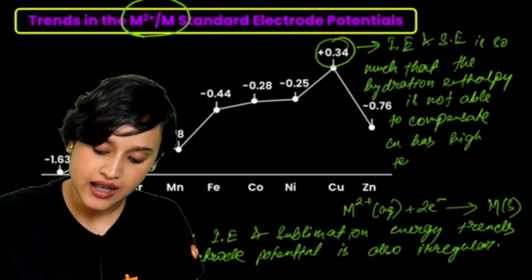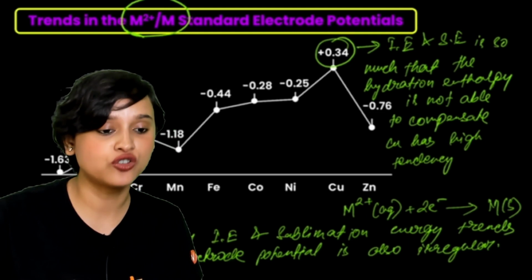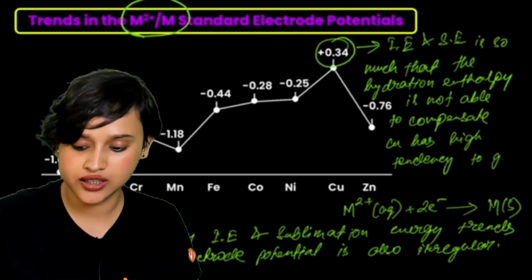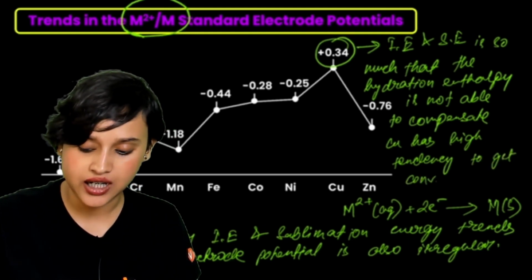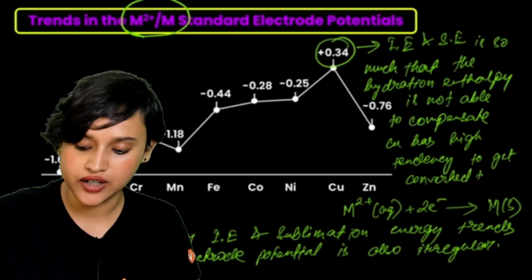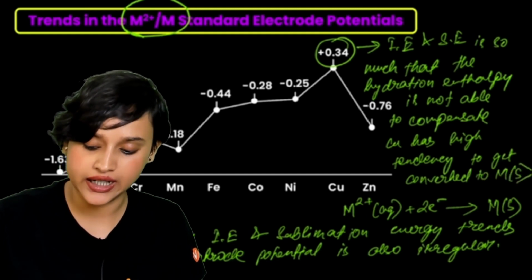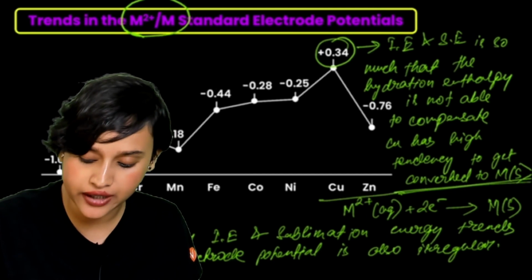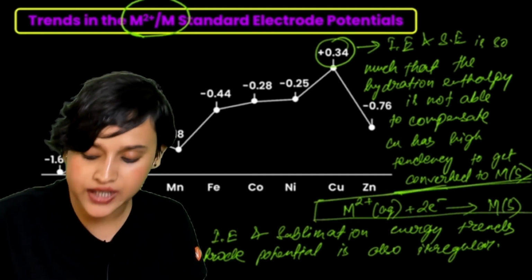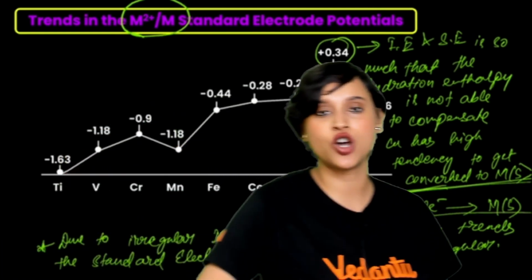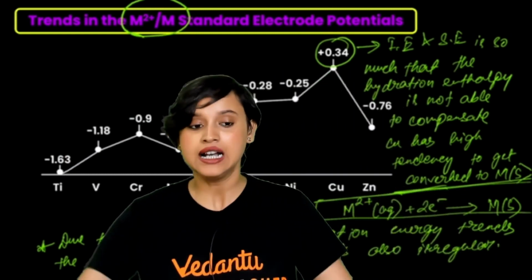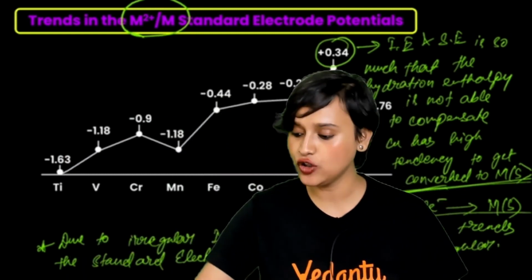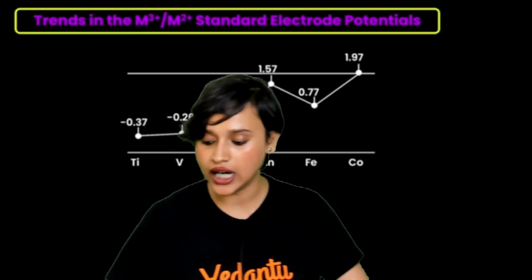Cu has high tendency to do what? To get converted to M solid. It wants to get converted to its solid form, everybody. It always wants to get converted to its solid form. All right, everybody. Now let's take a look at another term here.